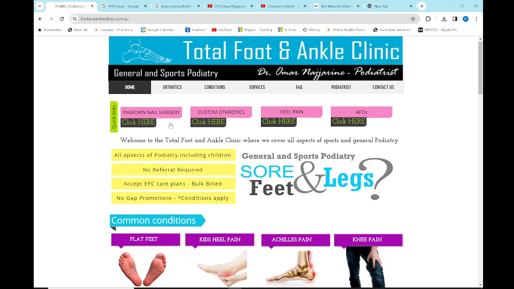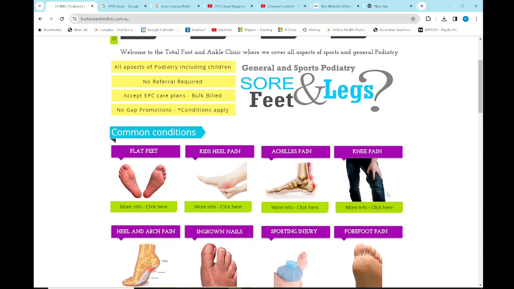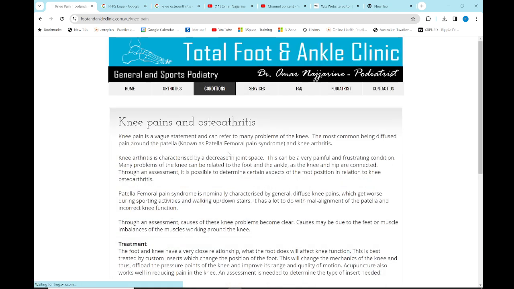All right, now we're going to look into knee pain. So if you go to our website, you'll see underneath common conditions, knee pain. Now, knee pain is a very common symptom that people normally present with in the clinic. And from the many causes of various knee pain, there are two conditions that we see quite a lot at the clinic.